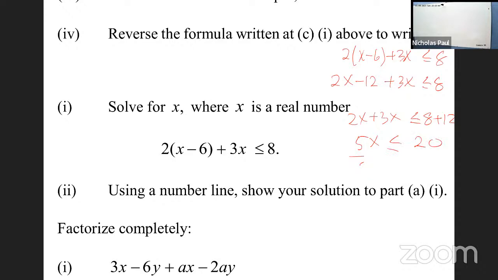You can divide everything by 5 and what will happen? Any sign change? No, because it's positive. x is less than or equal to 4. Okay? On a number line, less than or equal to 4, going to the left.